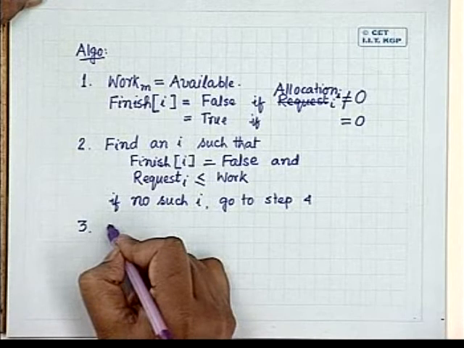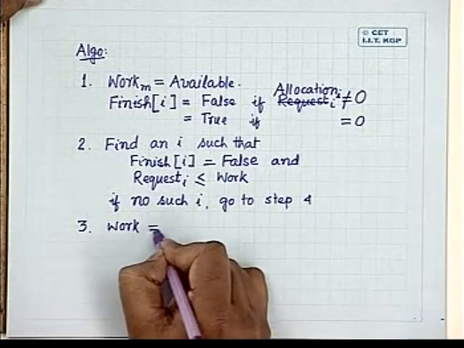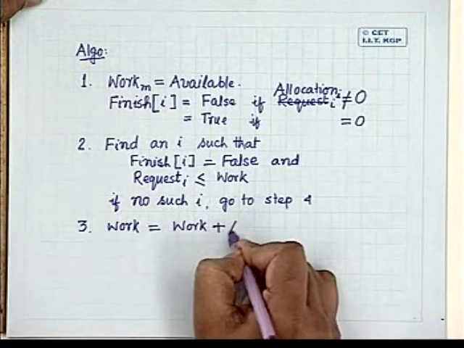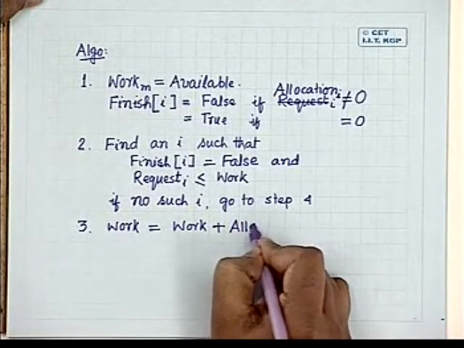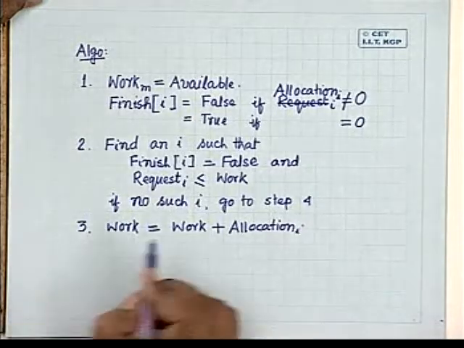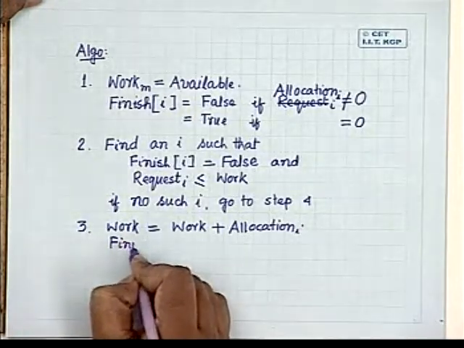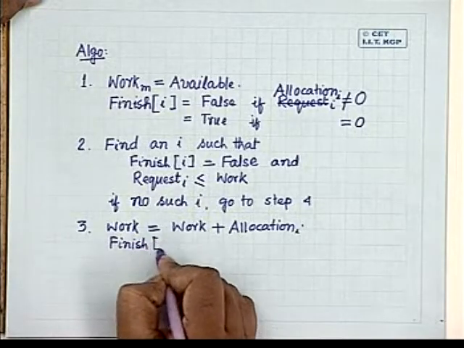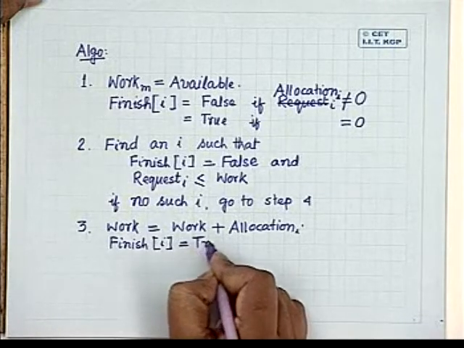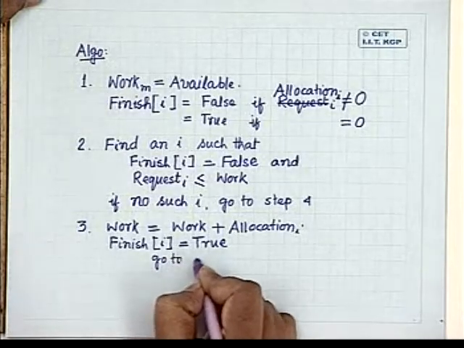So in that case, what we do is we modify the work vector by work plus allocation[i], because if the process is complete, it will release all the resources which are allocated to it. And then we set obviously finish[i] equal to true. Then go to step 2.